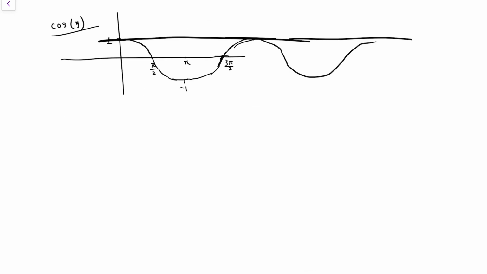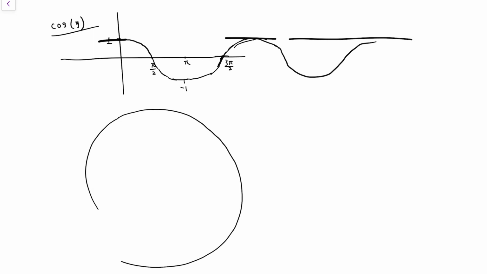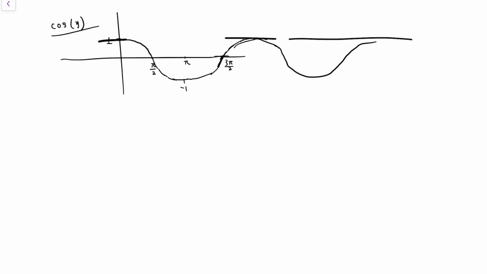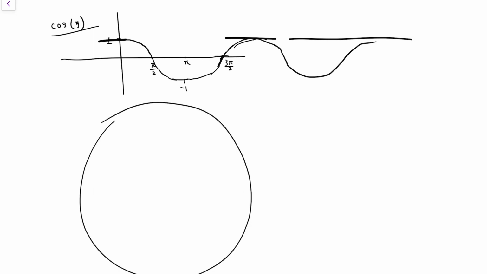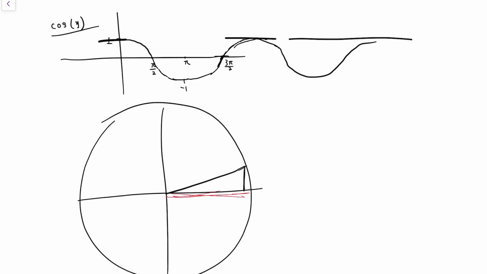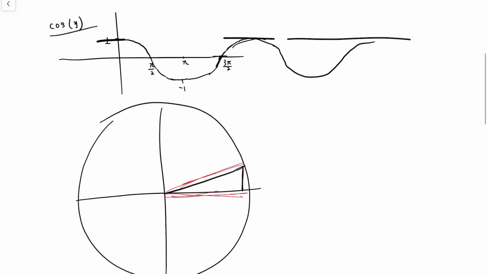Also, I just want to touch on why the cosine graph looks like this. Of course, this is basic knowledge, but you can basically see it from the unit circle. The cosine is basically just comparing the value of this with the value of this, so the value of this divided by the value of this.